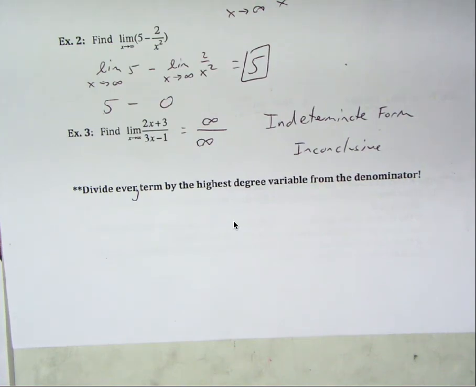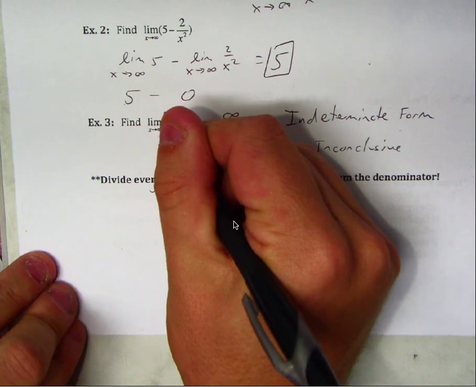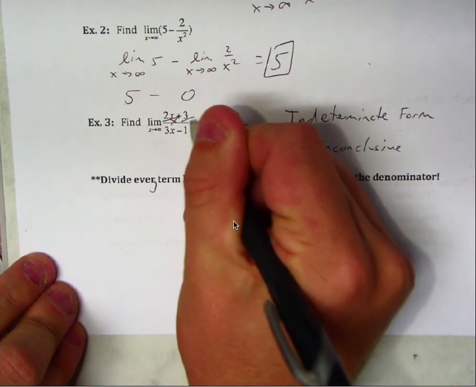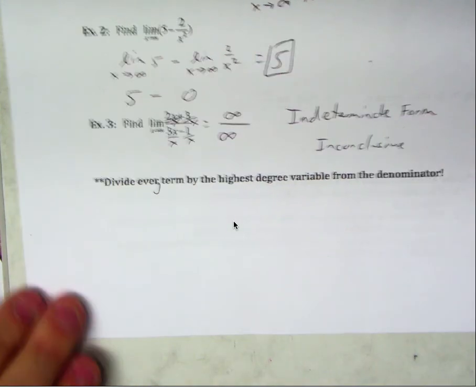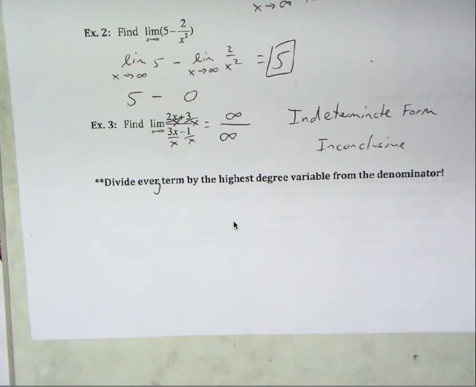So x, is that what you meant? The highest power is 1? Yeah. So x to the first. So we're going to divide every term in here by x to the first. Everything by x. And look what happens. So I'm going to divide the 2x by x, the 3 by x, the 1 by x, the 3x by x. We're dividing every single term by the highest degree variable from the denominator.